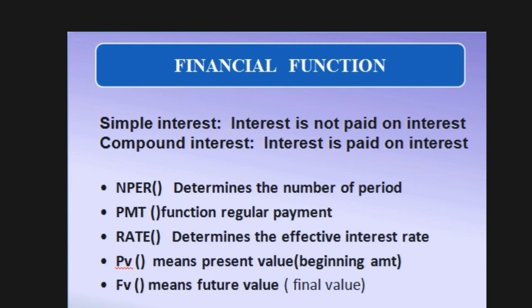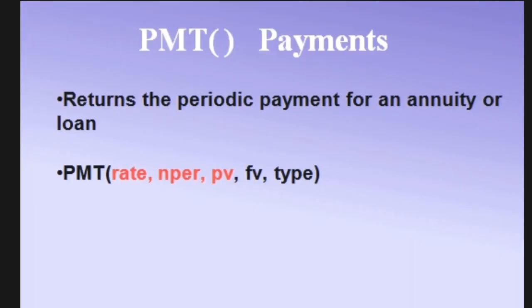PMT function. This function will return the periodic payment for an annuity or loan. This is the formula regarding the PMT function, and here the type means payment at the end of the period, or one means payment at the beginning. So just focus on it.